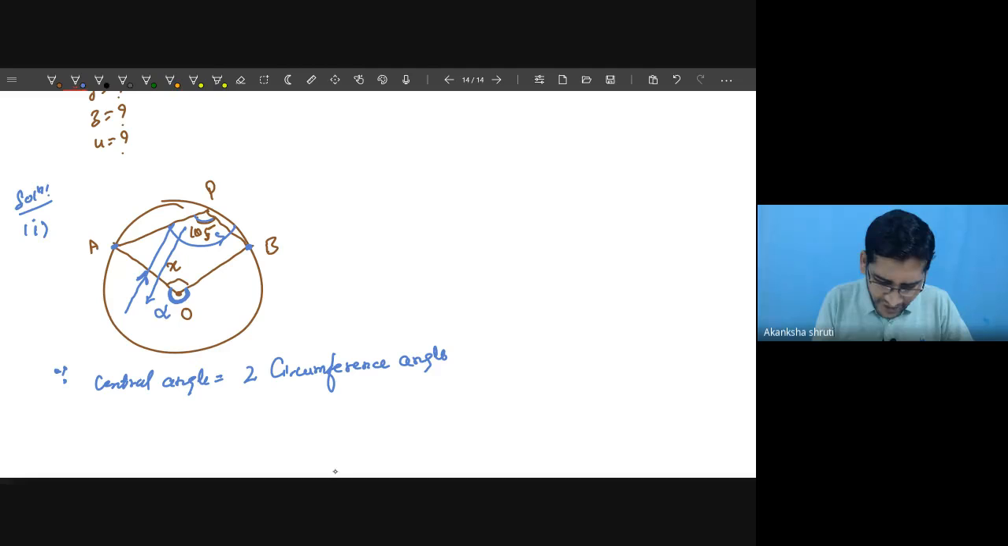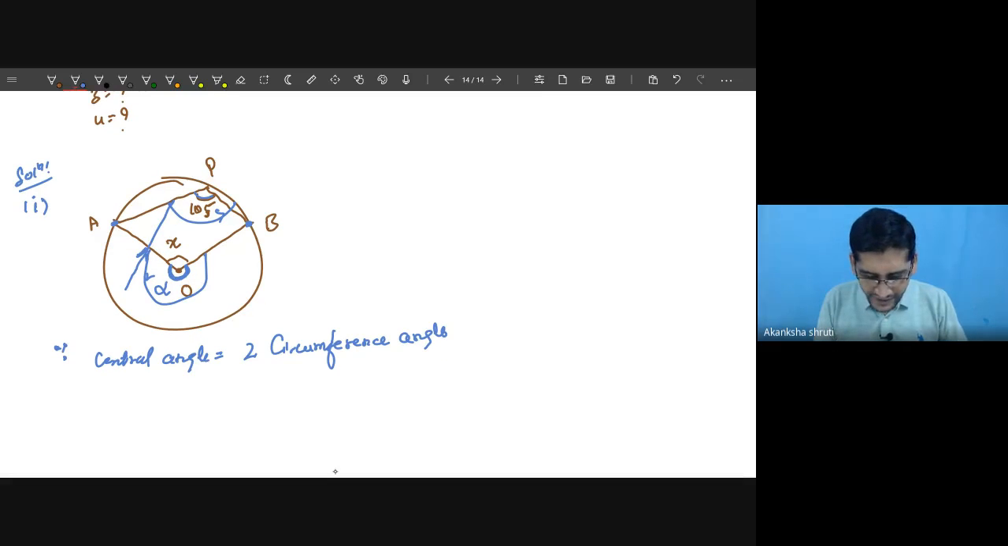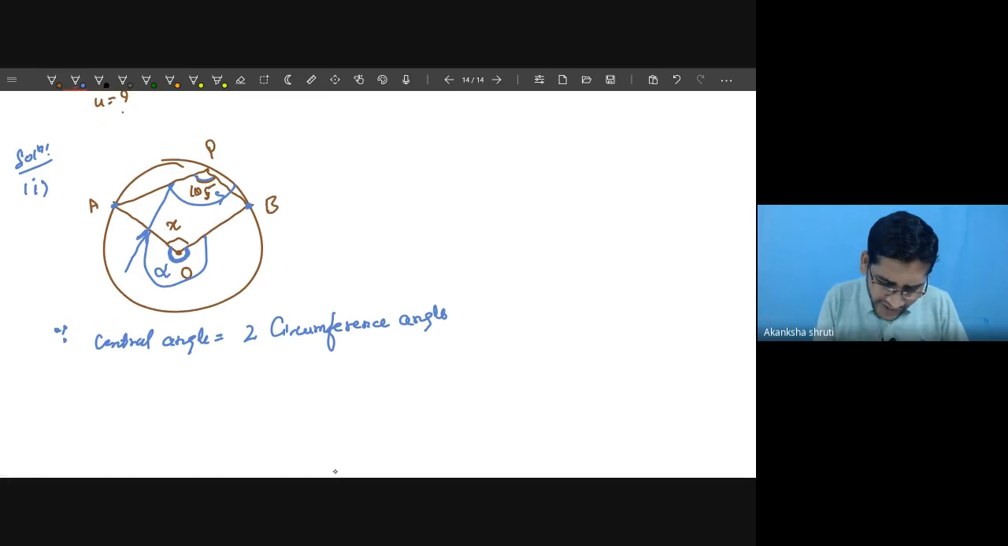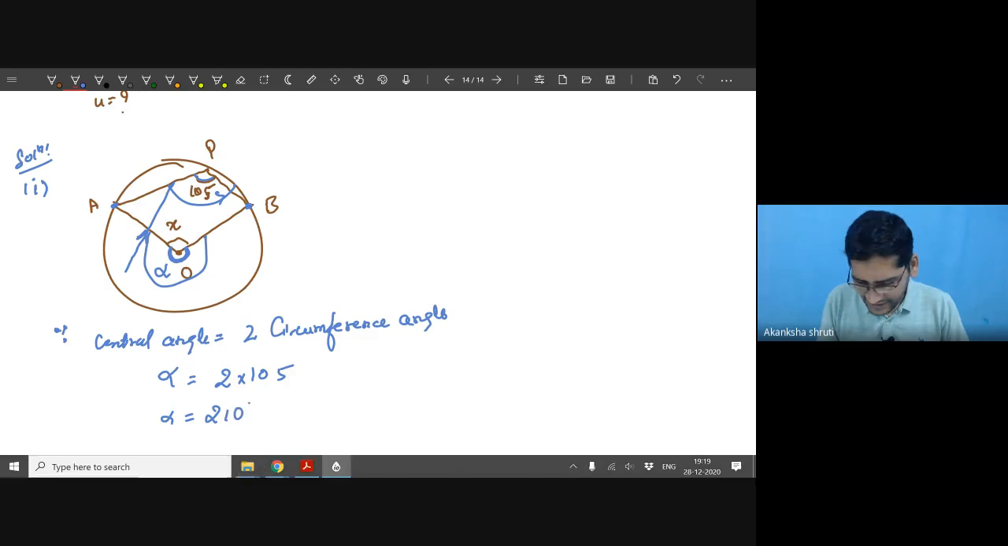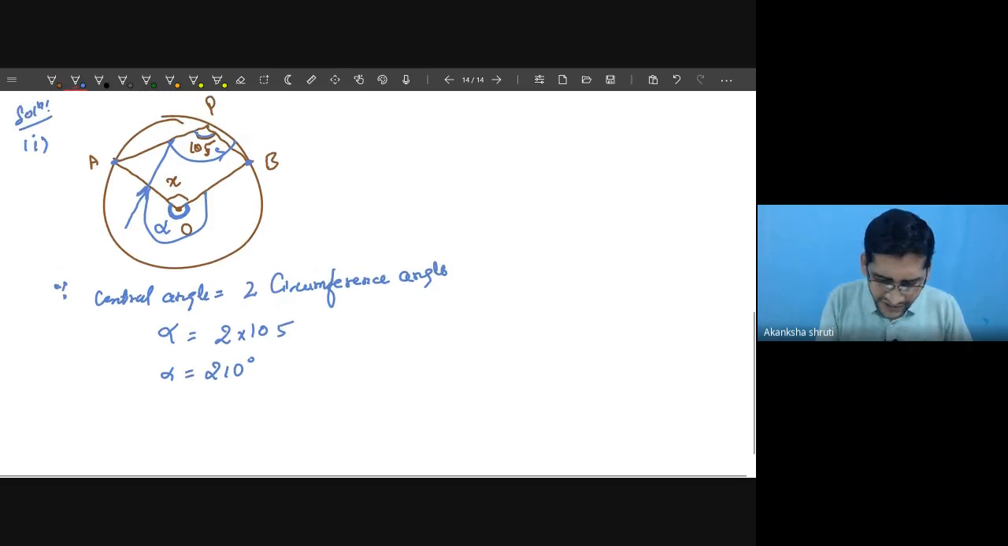But many a time our students are committing a mistake: they are just considering this X and 105. So what is here? The bigger angle, or the reflex angle alpha, can be calculated first from 105. So therefore here alpha is equal to twice of 105. Okay, student? So alpha is equal to how much? 210 degrees. Now after this, the X can be calculated.